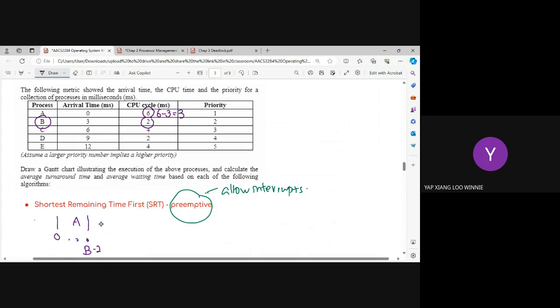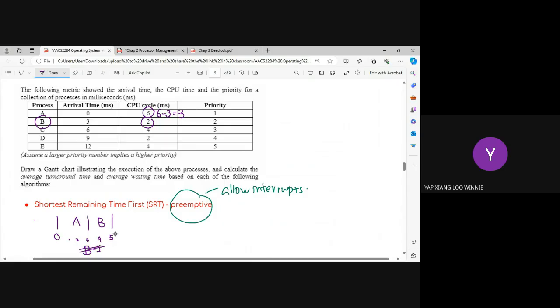So don't forget, this is not done yet. Later you better bring it back, else I don't know how to help you. Okay, so you're going to switch to process B, and execute for 1 millisecond, 2 milliseconds, which means at the 5th millisecond, your process B is already done. So you draw one line here. Now no more B.